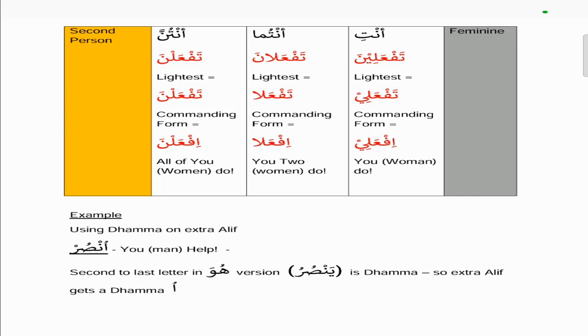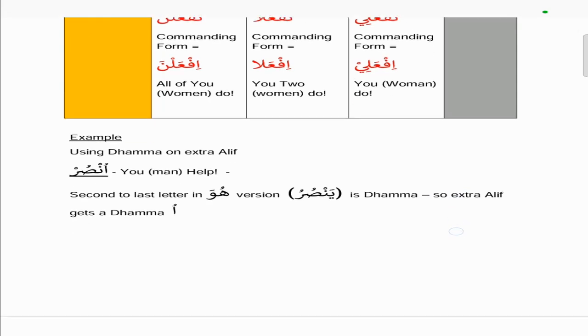Then we remove the ta. Because the new first letter fa has a sukoon on it, we put an alif at the start. And because the second to last letter in the huwa version has a fatha, the alif will take a kasra, then it becomes if'alna, which means all of you women do.